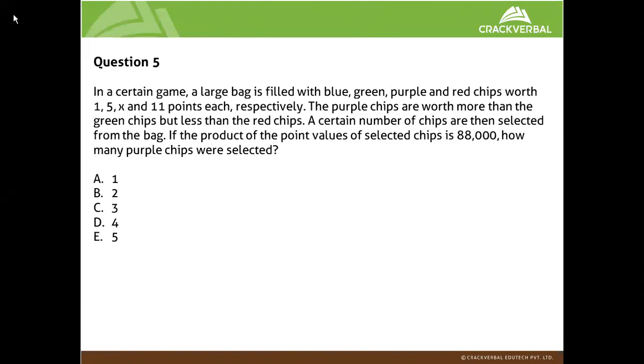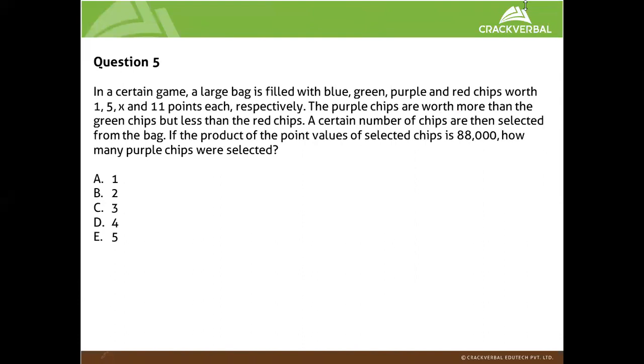What concept is being tested? I just want you to quickly type in the chat window what concept is being tested with this question. Powers, yes. So not powers exactly. No, it's not testing exponents. Exactly, it's testing you on the concept of prime factorization. It's just the worded form of a prime factorization question.